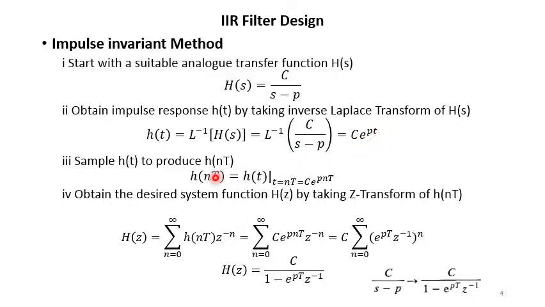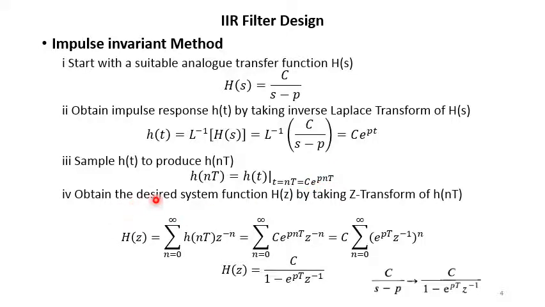Then the next step is to sample h(t) to produce h_n(t). So h_n(t) equals h(t) where t equals nT. Sampling in this way, we simply replace t by nT in this equation. And I hope you understand that capital T is the sampling interval, the time between two consecutive samples. Okay, so that's what you get, h_n(t).